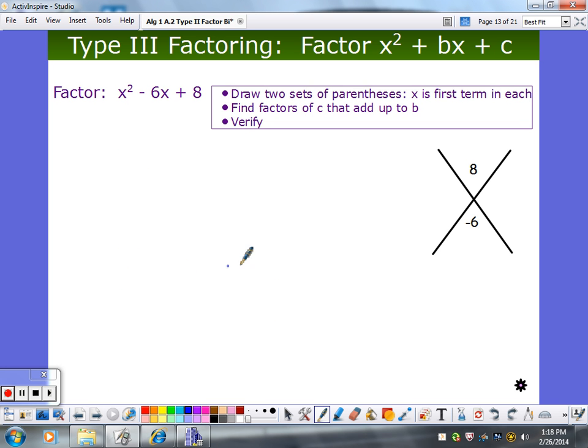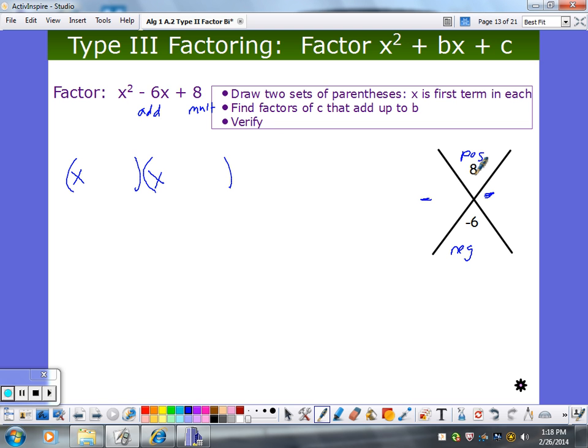That's not hard. Let's try some other examples. So I'm recognizing it's a type 3: x squared minus 6x plus 8. It matches x squared plus bx plus c. So I draw my two sets of empty parentheses. Because it's an x squared, it can only be an x and an x. I want to multiply to 8 and add to negative 6. Since this number is positive and this number is negative, what do I know about both of these guys? They both have to be negative.